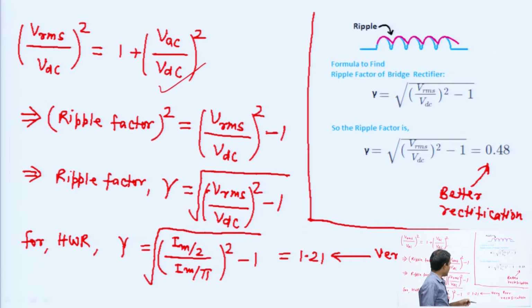ripple factor is there in the full wave rectifier, and here 121% ripple factor is there in the half wave rectifier. This means the performance of the half wave rectifier is very poor and the performance of the full wave rectifier is better. So we always use the full wave rectifier for rectification purposes. We do not use the half wave rectifier because there is a 121% ripple factor.